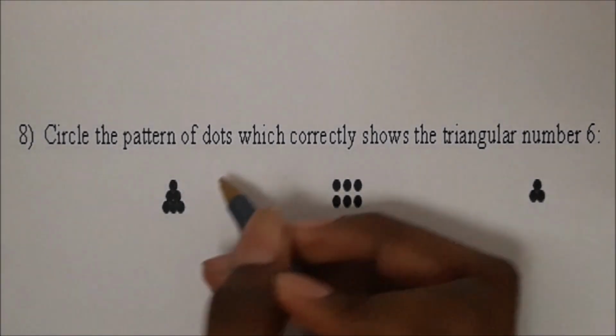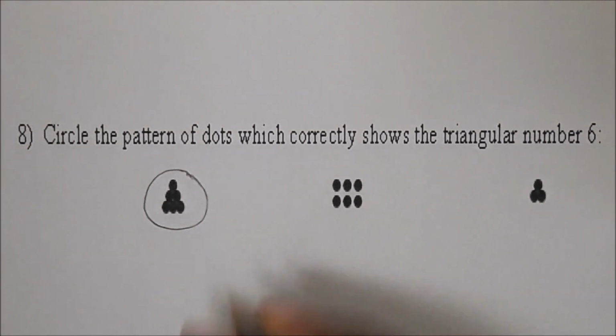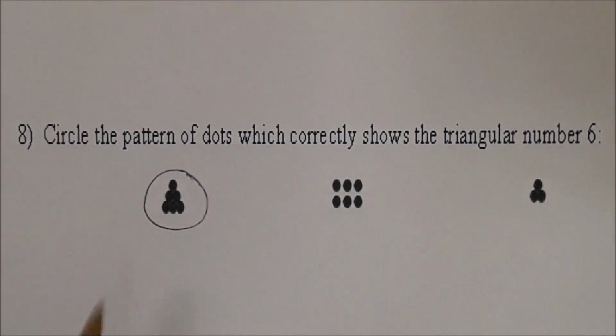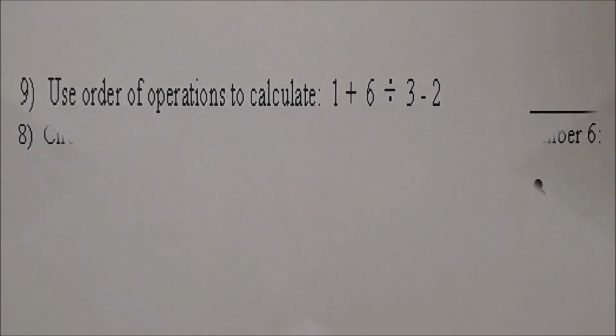Raphael, why would you circle that one? Because it has 6 dots in the form of a triangle. Right, so you won't circle the one with 3 because they want the triangular number 6. Very good. Number 9, read it.